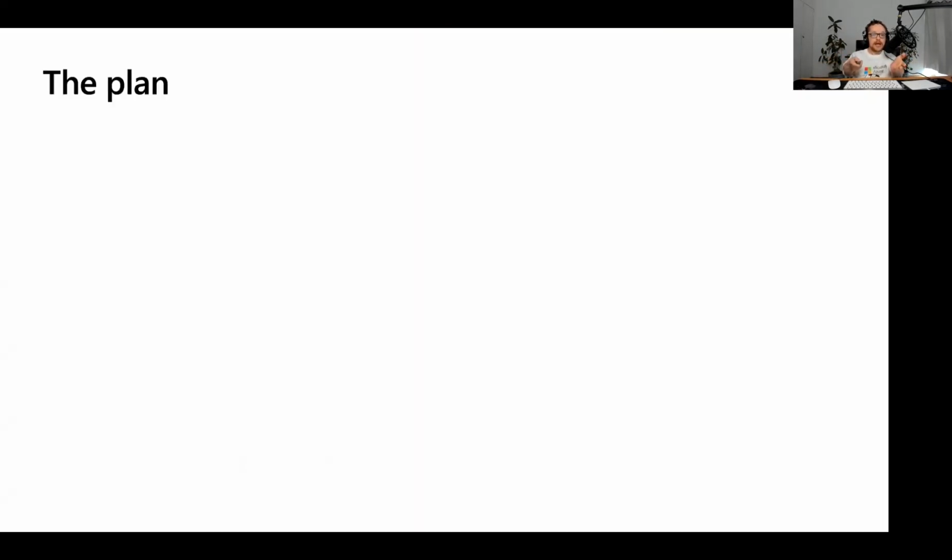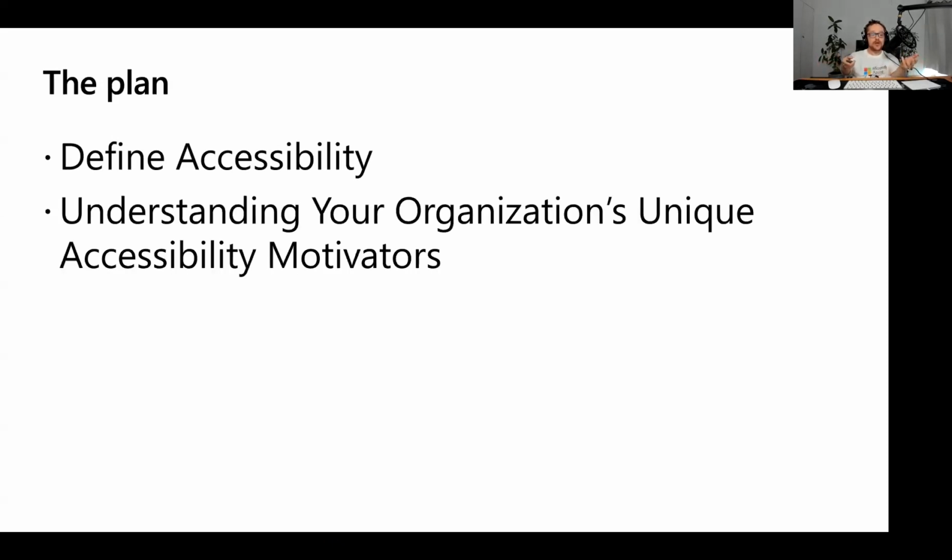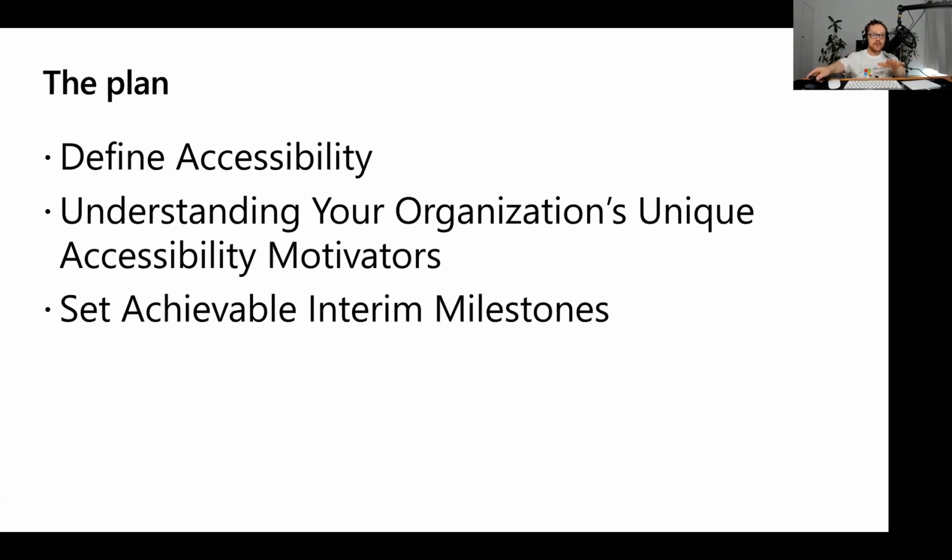So I've got a plan. We're going to define accessibility, what it is and what it isn't. And we're going to talk about bolt-on and the process around that. We're going to understand an organization's unique accessibility motivators. We're going to look at compliance requirements and also altruism, so the stick and carrot. Then we're going to look at setting interim milestones by using agile methodology, with a few examples around how to do that.